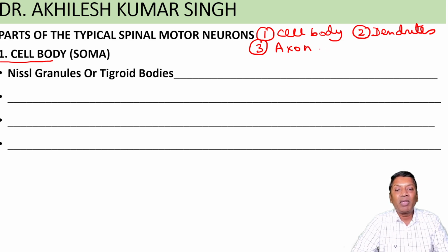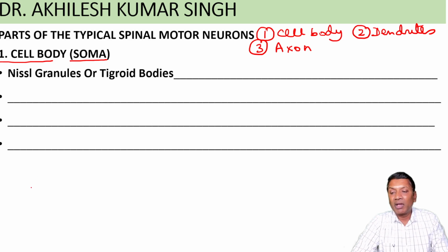This axon, the first few micrometers of the axon do not have the myelin sheath, that is called as the initial segment. And it has the ending, which is also called as the nerve ending or the terminal button. So coming to the first part here, the first part is the cell body, also called as soma.